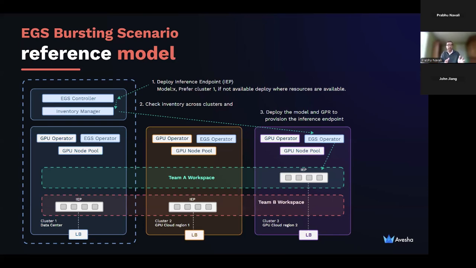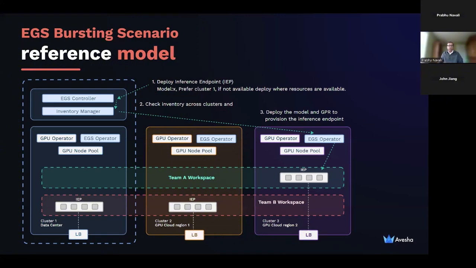If the preferred cluster is at capacity, let's say our on-prem is at full capacity, EGS automatically finds available resources elsewhere, perhaps in the cloud region. The beauty is this: it happens transparently. The EGS operator in the selected cluster handles the actual deployment, provisioning the GPUs and setting up the inference endpoint. Teams get their resources without manual intervention, and the platform ensures optimal resource utilization across the entire infrastructure.